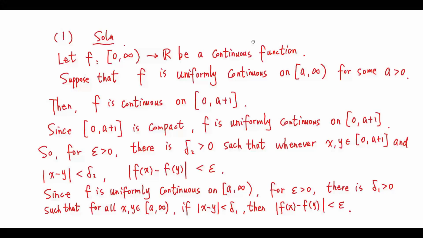Since f is uniformly continuous on the semi-closed interval [a, infinity), for any positive number epsilon, there is a positive number delta 1 such that for all x, y in this semi-closed interval [a, infinity), if the absolute value of x minus y is less than delta 1, then the absolute value of f(x) minus f(y) is less than epsilon.